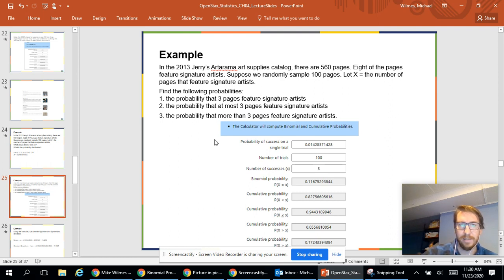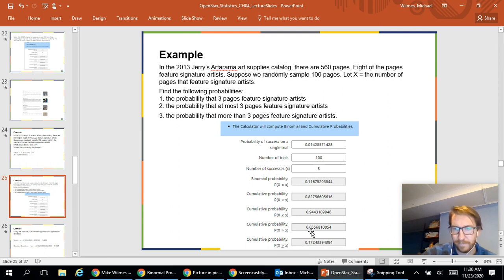So 94%. Probability more than 3 pages feature a signature artist. So more than would be down here. So we're looking at more than 3. So 0.055. So about 5.5%. So that's how we use these probabilities to answer these questions.